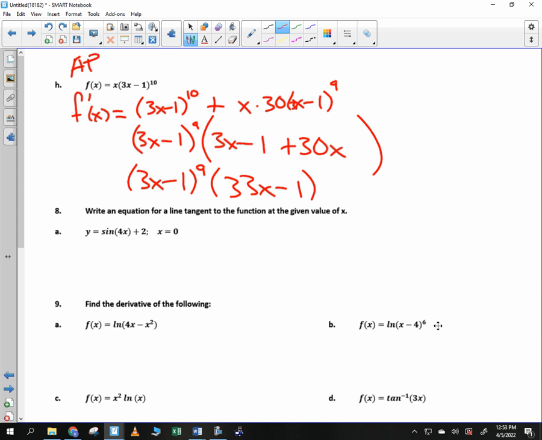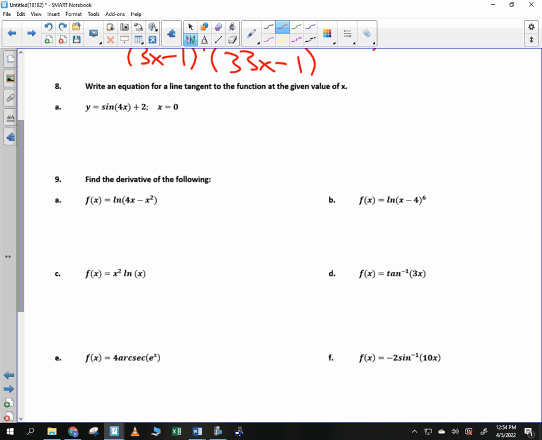Right here, that's the addition. We good? All right, write equation for line. What do I need in order to write equation for line? I need slope and I need a point. What's the point? 0 what? What's the sine of 0? Can't use your calculator. It is 0, so I add 2, I get 2. Good. I know the y-intercept. They're making this problem easy on me. How do I determine slope? Derivative. What's the derivative of sine of 4x? 4 cosine of 4x. Oh, sweet.